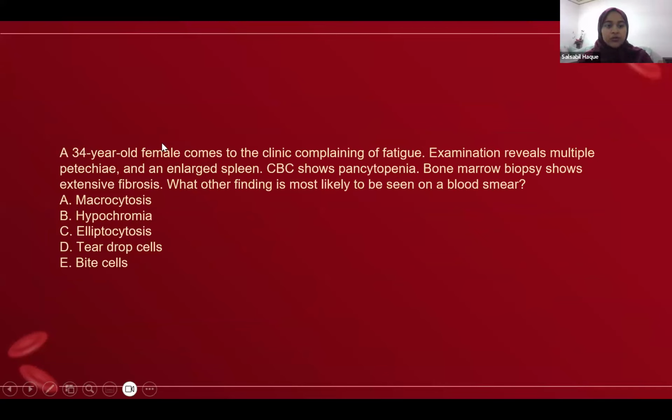A 34-year-old female comes to the clinic complaining of fatigue, multiple petechiae, enlarged spleen, pancytopenia. Bone marrow biopsy shows extensive fibrosis. What other finding is most likely to be seen on a blood smear? We're saying D or E. Okay.